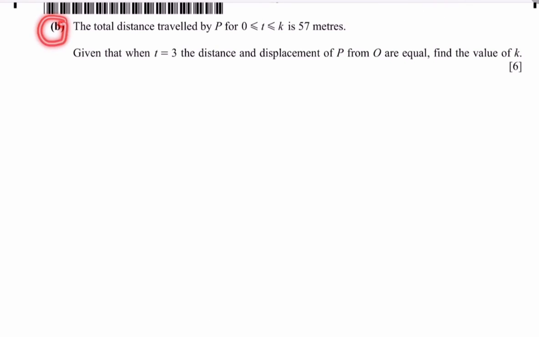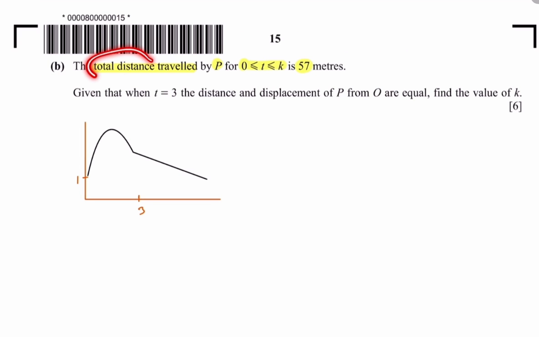Question B. The total distance traveled by P from 0 to K is equal to 57. Total distance means area under the graph, so this whole thing will be 57. Now, given that T is equal to 3, the distance and displacement are equal. We need to find the value of K.